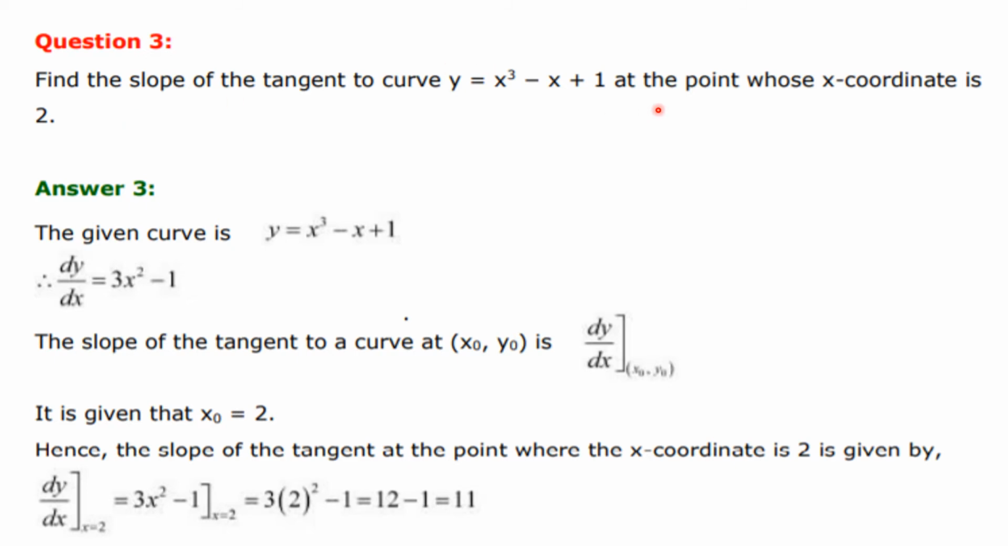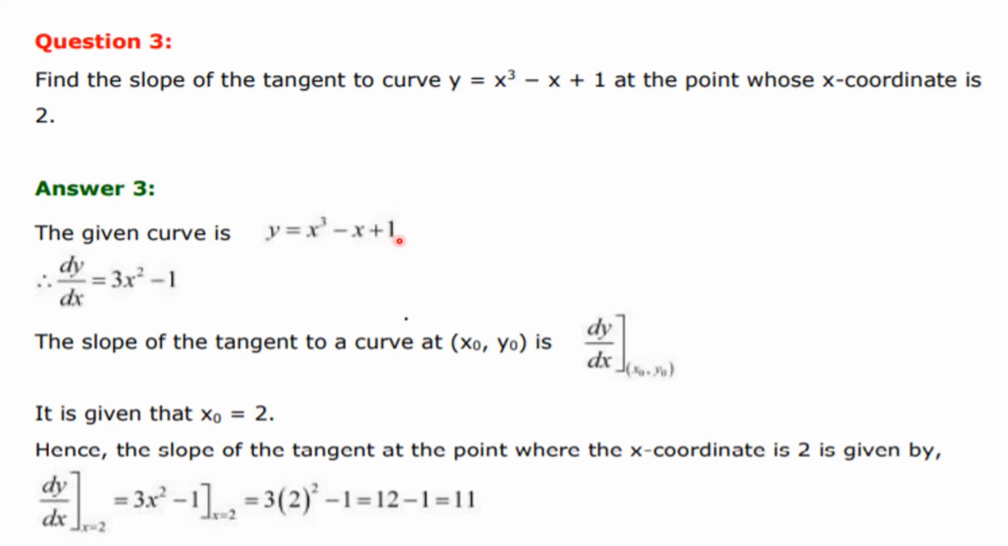Indirectly they gave it in the form of a sentence. X coordinate is equal to 2 means x is equal to 2 only. Same as that of question number 2. Okay, my children? Right. Now come to the solution part. What is the given curve? Y is equal to x cube minus x plus 1. What I said, when you are getting a question with the terms tangent or normal, immediately find the derivative of the given function. So dy by dx, therefore dy by dx is equal to, what is the derivative of this function? 3x square minus 1.